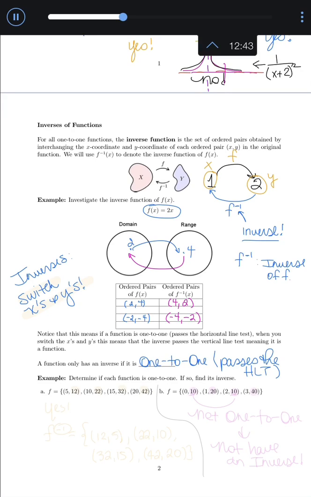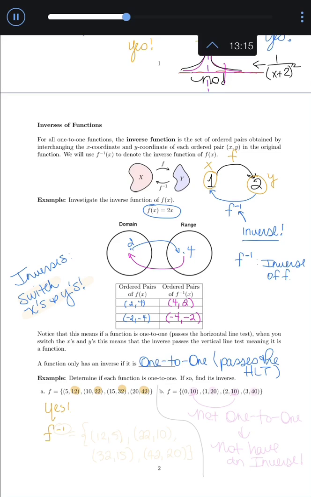So let's look at an example. This first function is (5, 12), (10, 22), (15, 32), (20, 42). That's just 4 points. That's what our function is. You're worried about whether or not it's 1-to-1. If you're determining whether or not something's 1-to-1, I only need to look at the y values and see if any of them repeat. If they don't repeat, which they don't, then yes, it has an inverse.